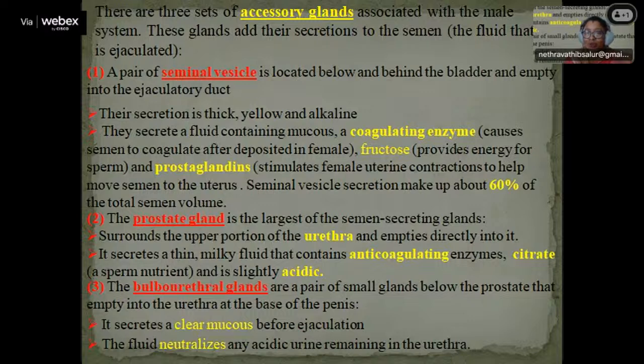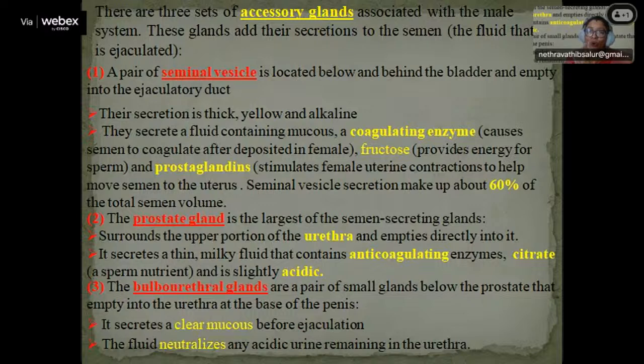Is it fructose or glucose? Anyone? Okay, it is fructose. Remember, in sperms, it is fructose which provides energy for the sperm motility and not glucose. The next gland is the prostate gland.